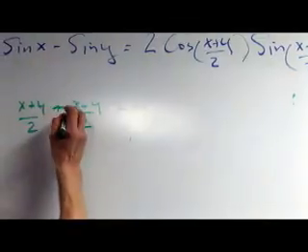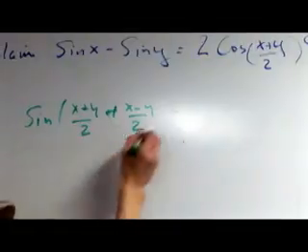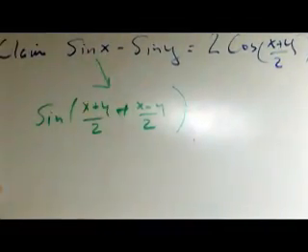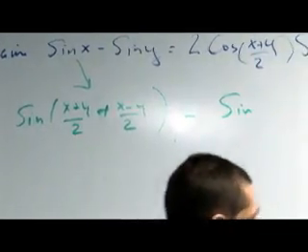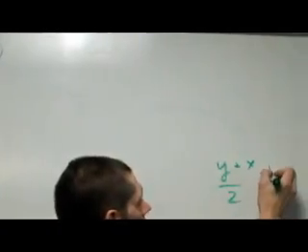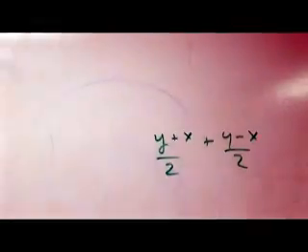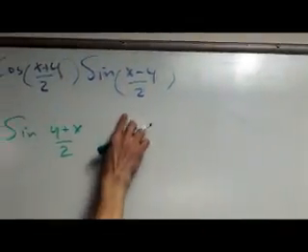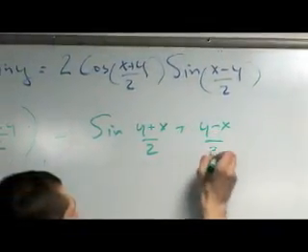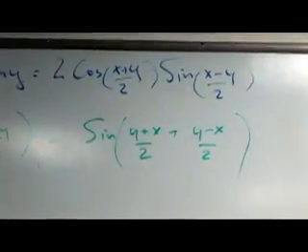Sine x, oops, let me get this a little better, is equal to this. So I'm just going to do this. This is sine x. And now I'm going to do minus sine y the same way. Well, how do I make y? I can write y as (y plus x) divided by 2 plus (y minus x) divided by 2, the same way that I did for x. So this is, what have I got? Sine of (y plus x) divided by 2 plus (y minus x) divided by 2. And I'm going to put some brackets around things so it's a little clearer.